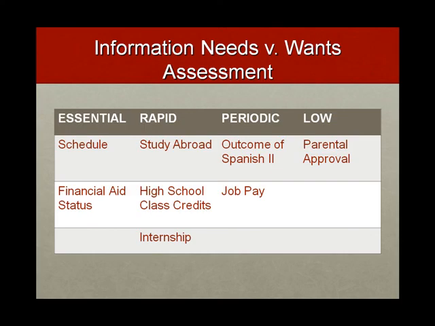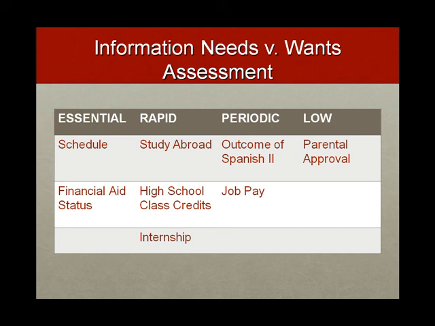From the data collected in the example, it can be seen that some information is needed across decisions, and some information is needed in some but not other decisions. Schedule and financial aid status are essential items of information, while parental approval is of little value as an item of information. The process of assessing future information needs is crucial in assisting decision makers attempting to distinguish between needs and wants.